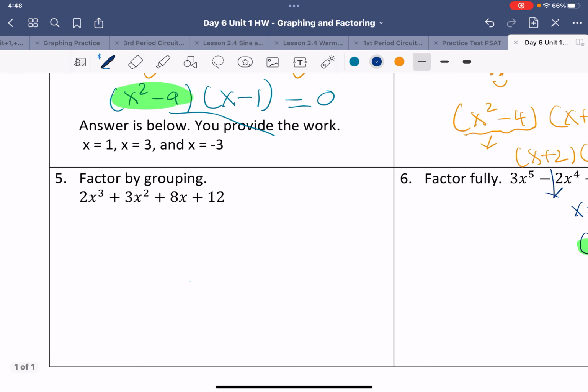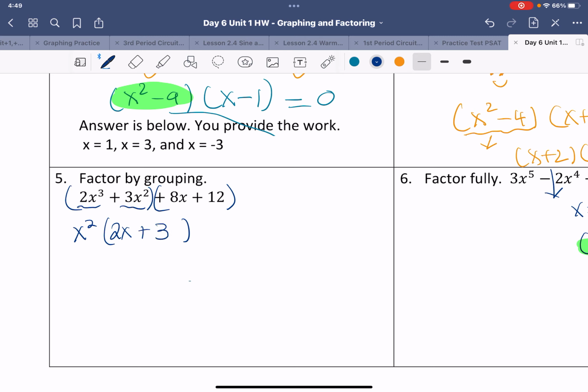It's one of my favorite problems just because the 2 and the 3 really trip people up. So what can you take out of 2x cubed plus 3x squared? You can't take a number out because 2 and 3 are both prime. So all you can take out is x squared. X squared times what gives you 2x cubed? 2x. X squared times what gives you 3x squared? Plus 3.